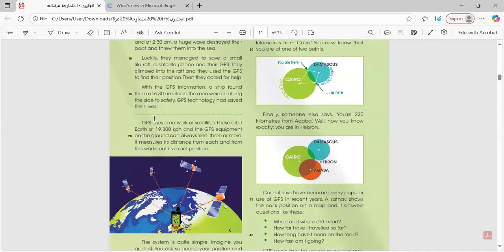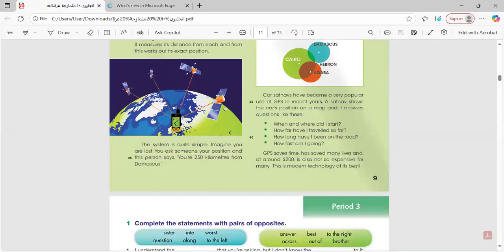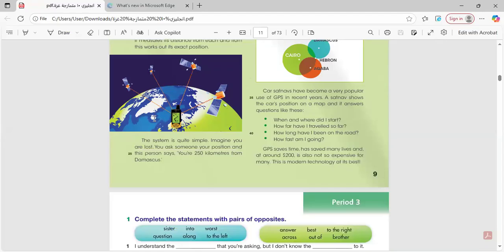GPS uses a network of satellites. These orbit Earth at 19,300 kph, and the GPS equipment on the ground can always see 3 or more. It measures its distance from each, and from this works out its exact position. The system is quite simple.